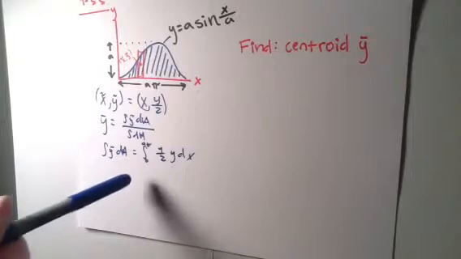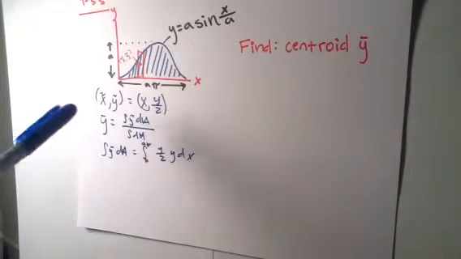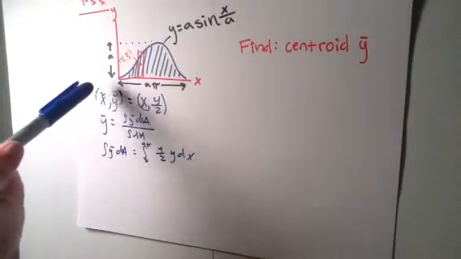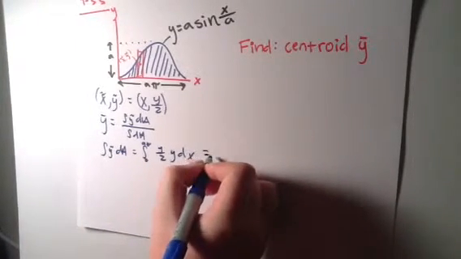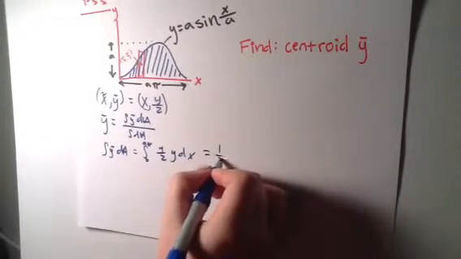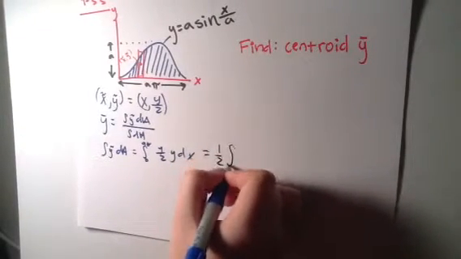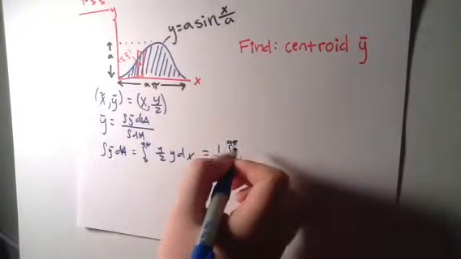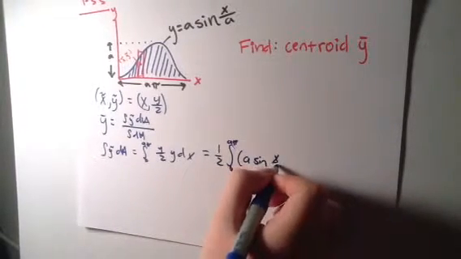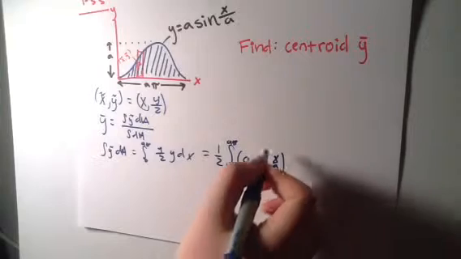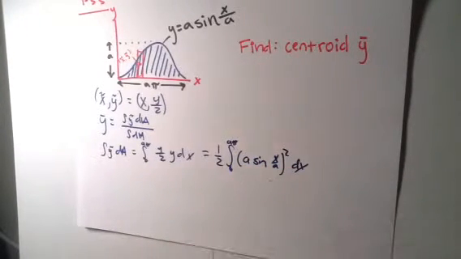And we are integrating from 0 to a pi because that was the distance given in the x direction. So now we will solve it. And this is equal to 1/2 the integral from 0 to a pi of a sine x over a squared dx.